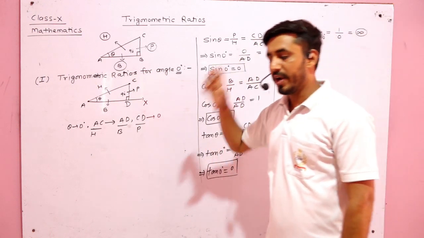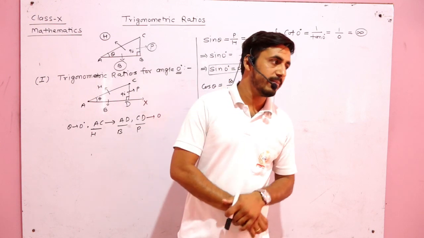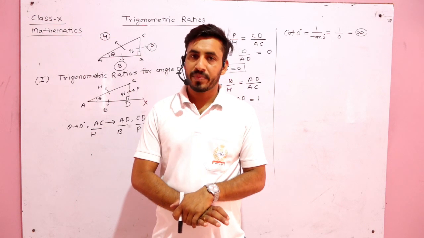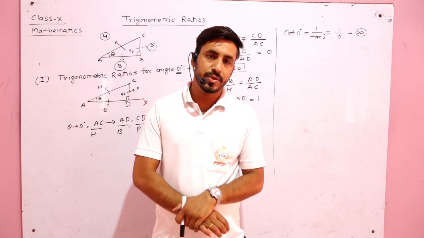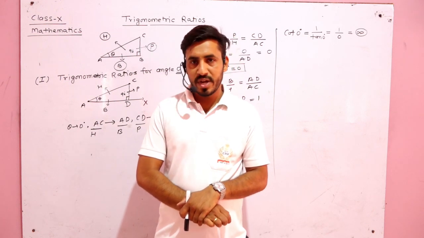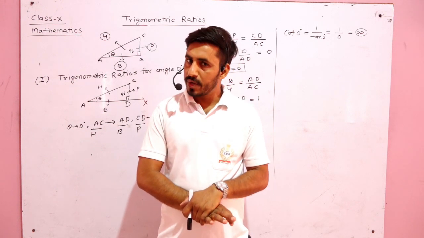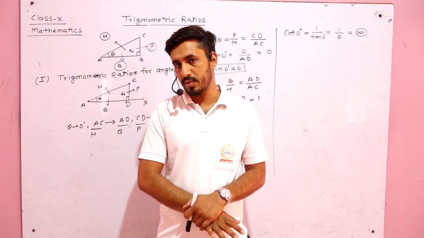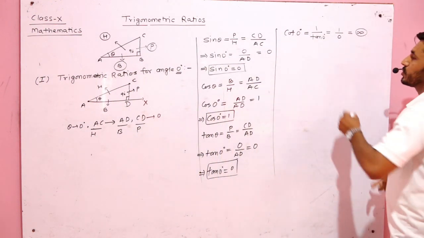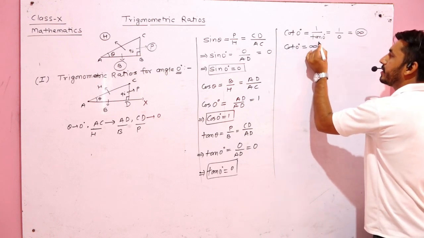How are we getting infinite? It is said that in algebra, if we divide any non-zero value by 0, then the value obtained is always infinite. Okay, so the value we have is cot 0 degree is equal to infinite.